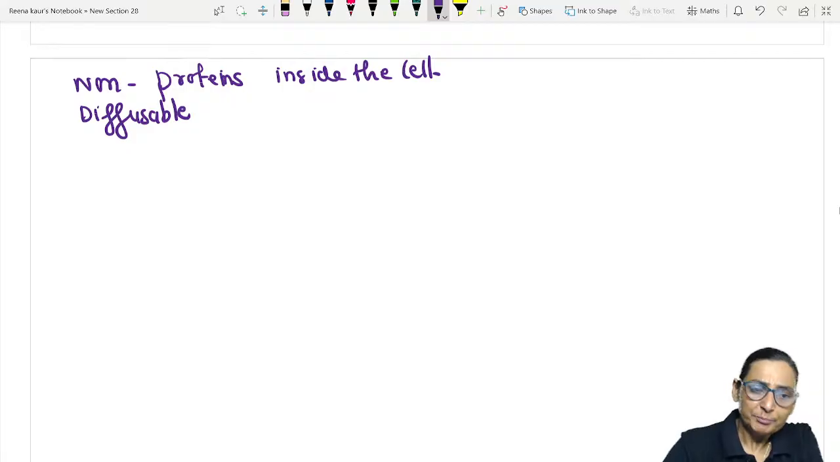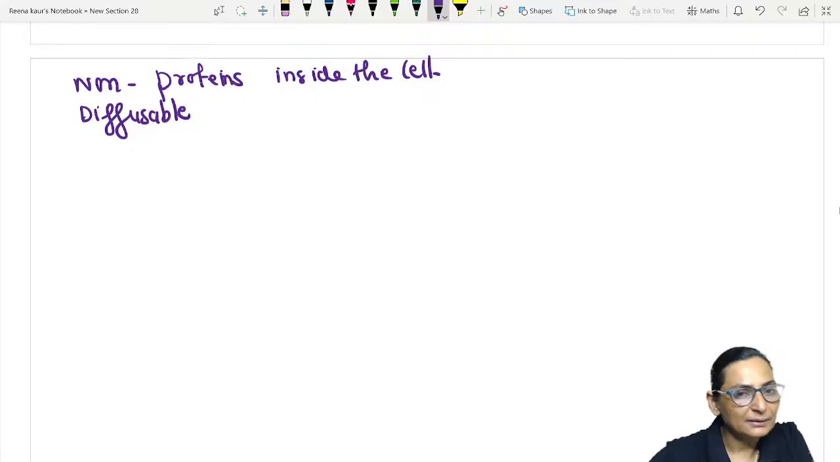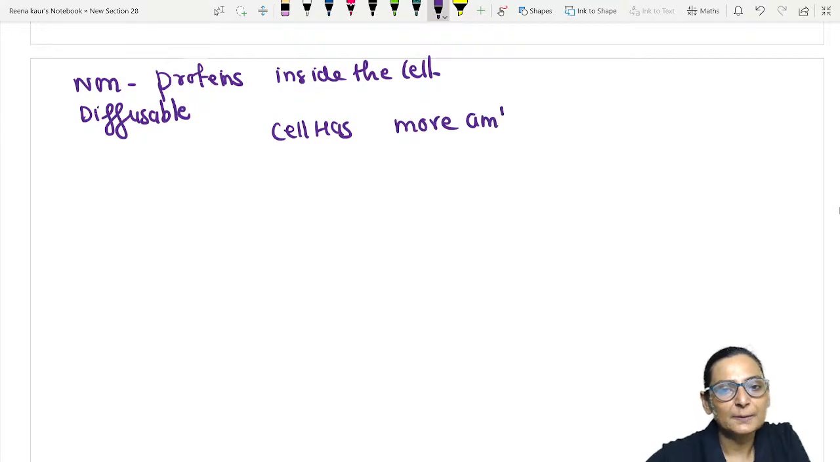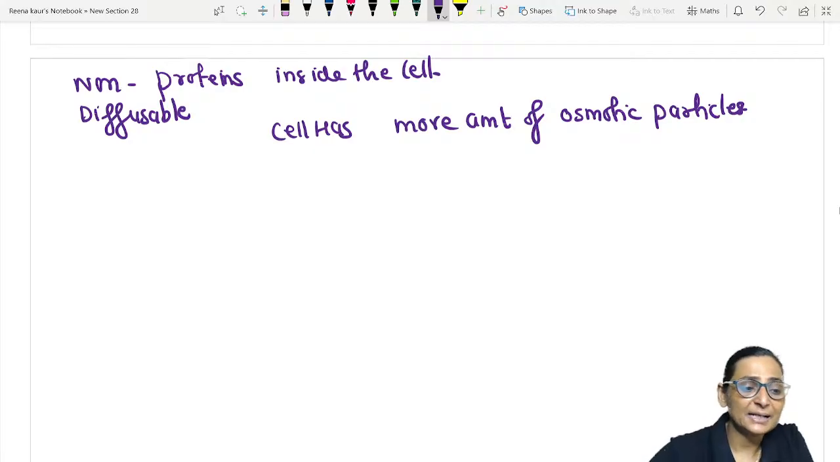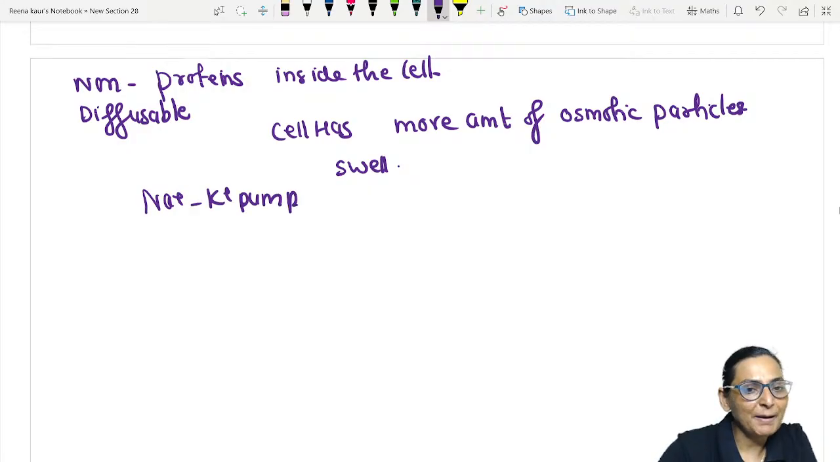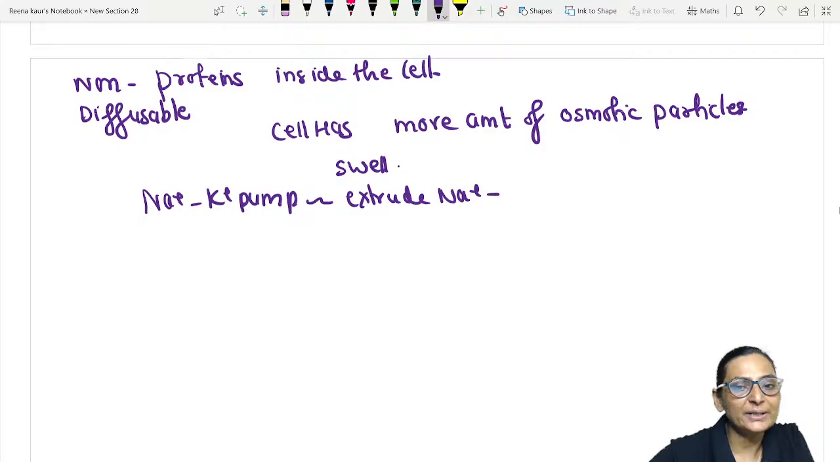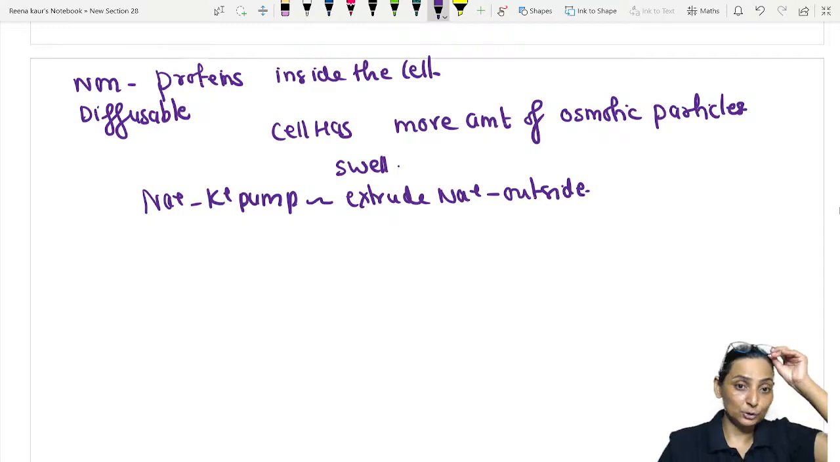Right? Now, because of this fact, as I told you yesterday in osmosis, the cell has more osmotic particles, and there is a tendency that the cells can swell, right? But we are thankful to the sodium potassium ATPase pump, which extrudes the extra amount of sodium to the outside. It will not allow more osmotically active particles to accumulate, isn't it?